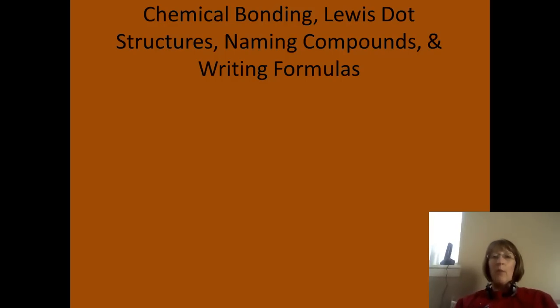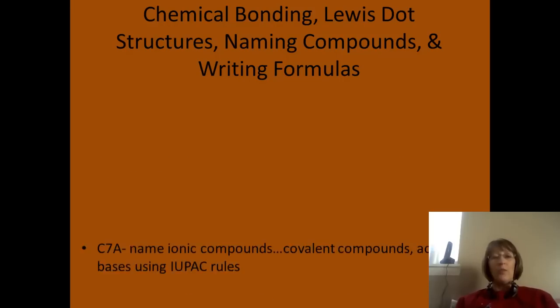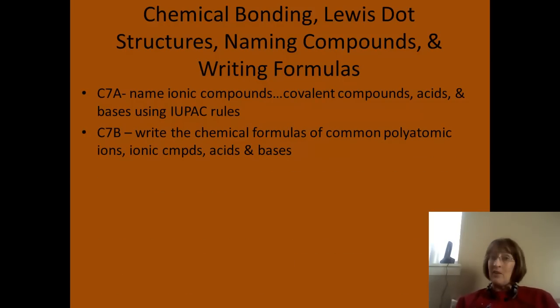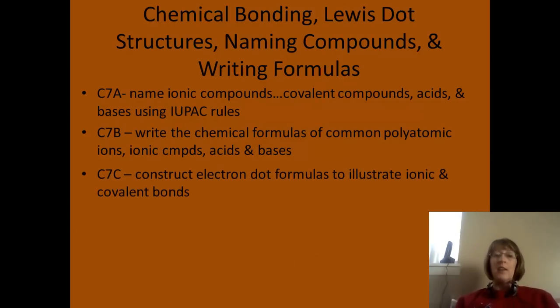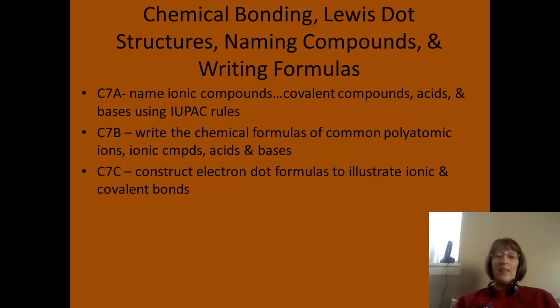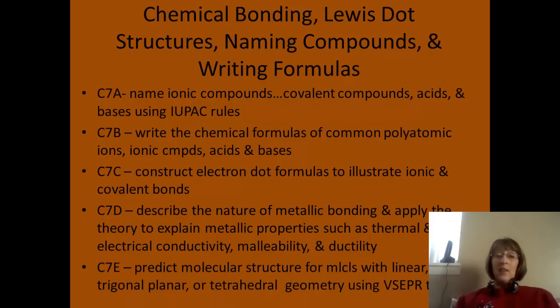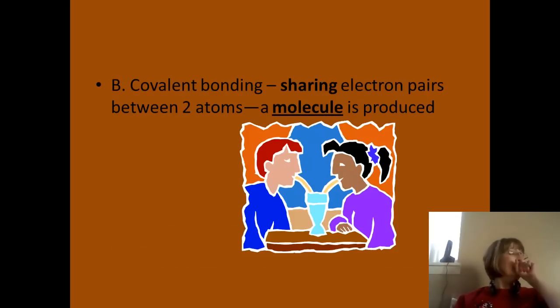Alright, we're ready for chemical bonding, Lewis dot structures, naming compounds, and writing formulas, part 2. And we still have the same basic tasks. You're going to have to name the compounds, write the formulas, and understand or write the electron dot formulas showing how they're bonded. You're going to have to describe metallic bonding and how it makes metals, and predict some molecular structure. Oh, how lovely a picture.